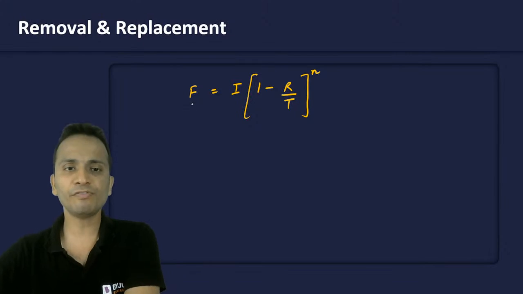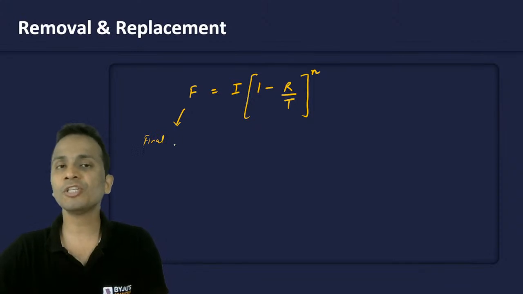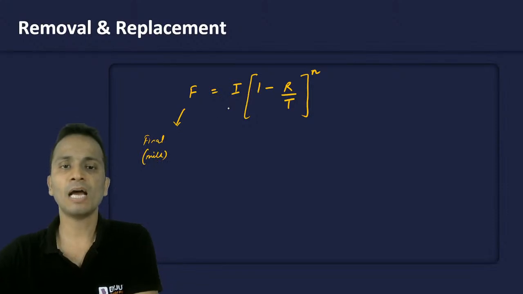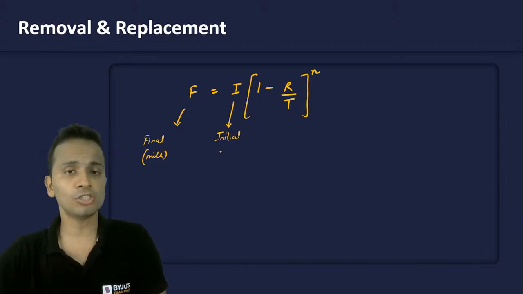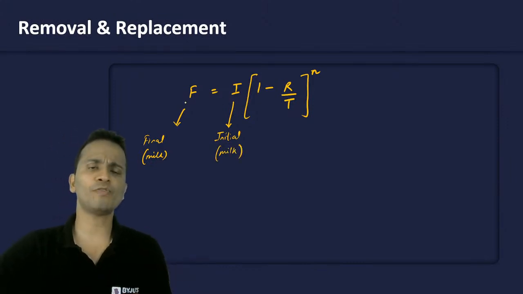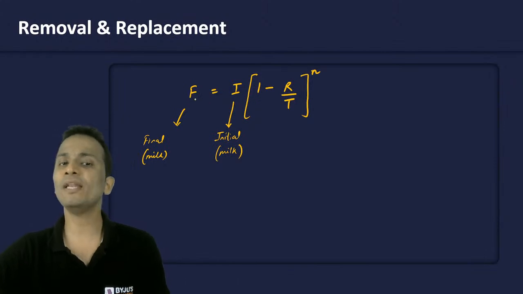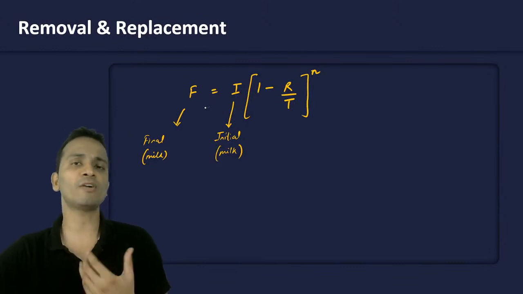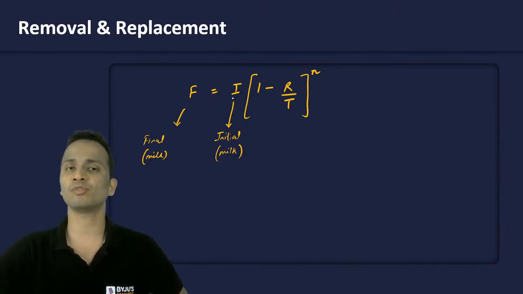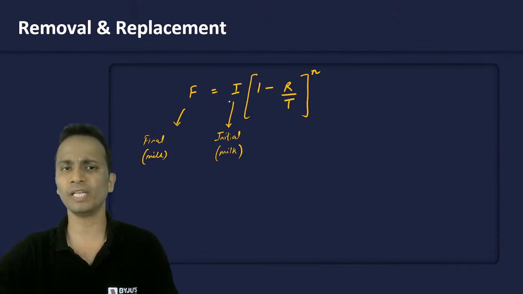Okay. So F is the final concentration or quantity of milk. I is the initial quantity or concentration of milk. So if you are asked to find out concentration, then these two values will be in terms of percentages or the fraction of milk. If you are asked to find out the quantity, then these two values will be in terms of liters or whatever quantity unit is there.